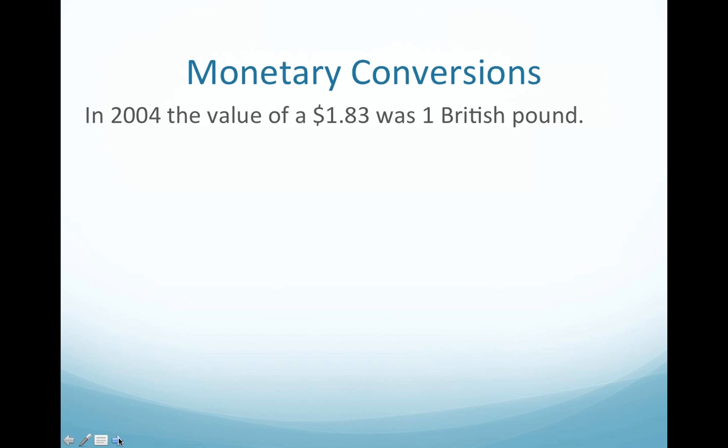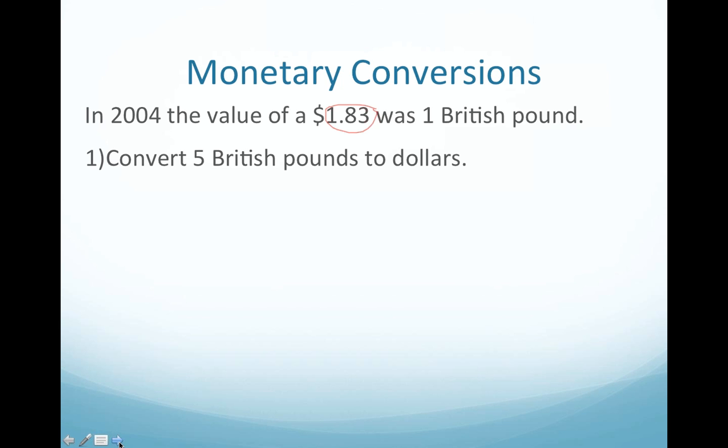Okay, so it says in 2004 the value of a $1.83 was 1 British pound. So our conversion rate here is 1.83 because we can see that we got 1 unit being compared to 1.83. So we're going to either multiply by 1.83 or we're going to divide by 1.83 depending on which way we're converting because we got our rate. They gave it to us. Okay, so this is our rate right here, 1.83.